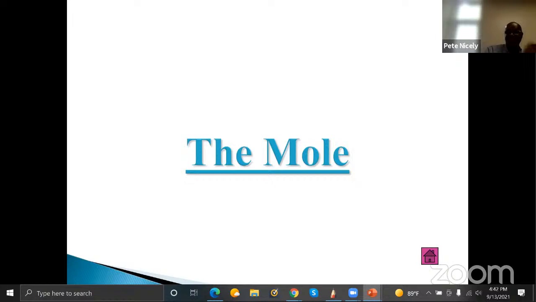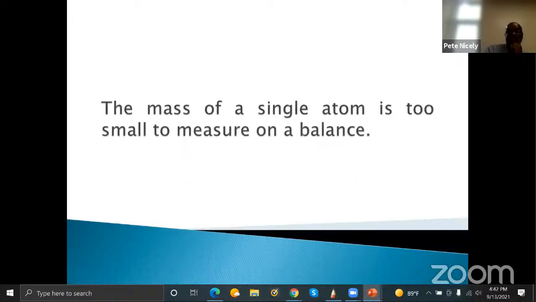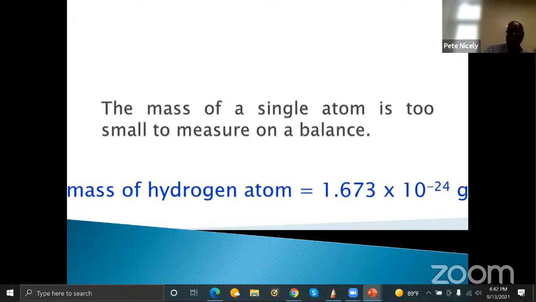is the mole concept. So when we're talking about the mole, it's important for several reasons, not the least of which is that in chemistry, we are concerned with small particles like atoms and molecules and so on. So these particles, of course, as you can imagine, are too small to measure on a conventional balance, all right?